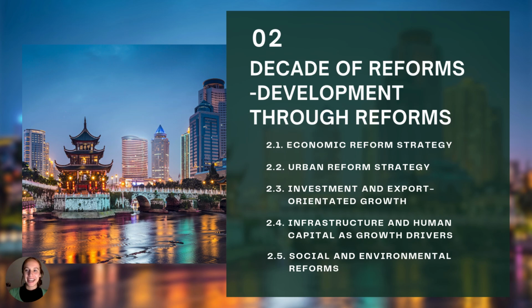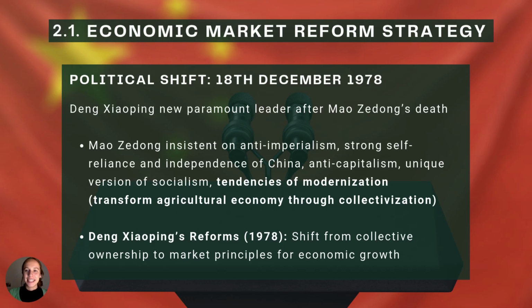For China, the 2 decades between 1980 and 2000 were essential. They saw profound reforms in various sectors, which we will explore now. Let's take a look at economic market reform.